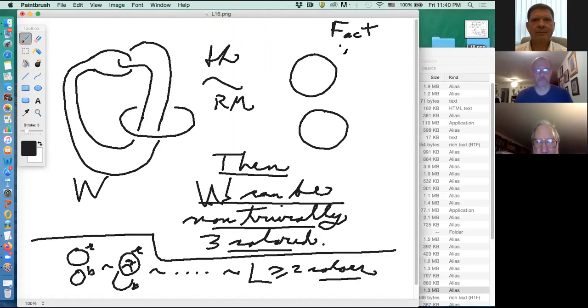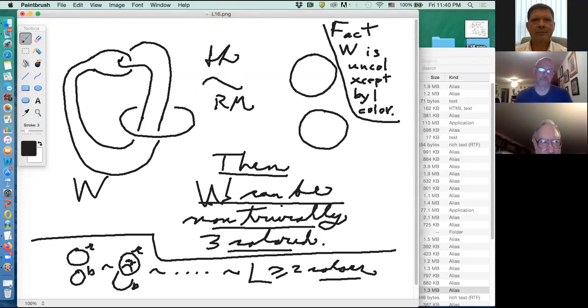W is uncolorable except by one color. Everybody's colorable with one color. There's no three-coloring of W. You can try it. Let's try it just for fun and then we'll quit. Suppose that I gave this to be red and that to be blue, and I will try coloring it. Must be some crossing, we'll try it there.